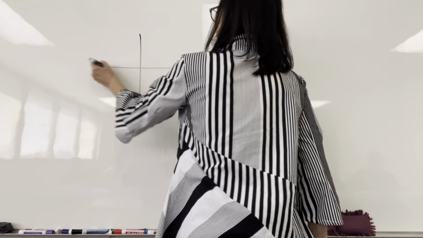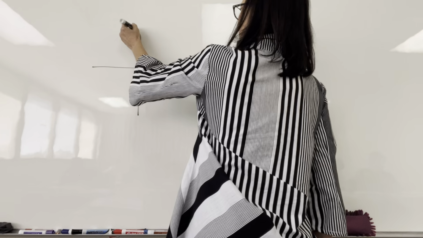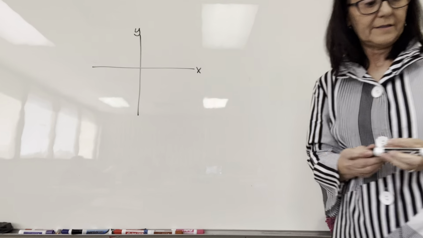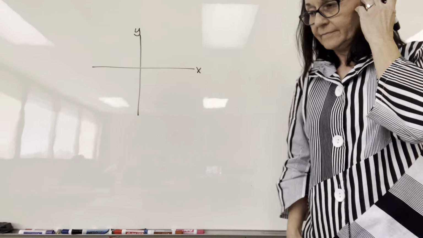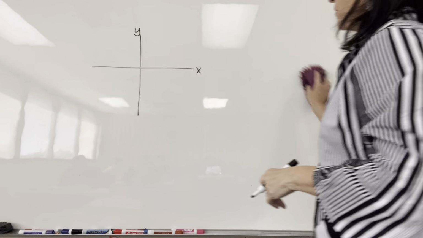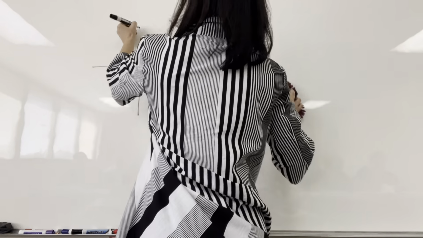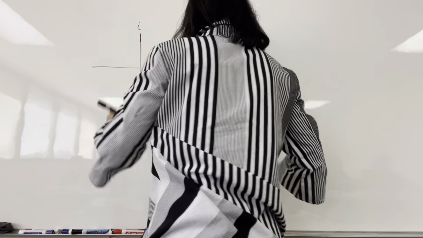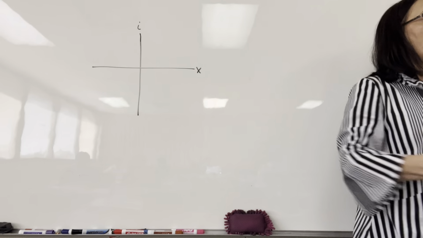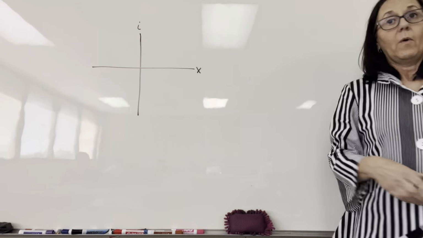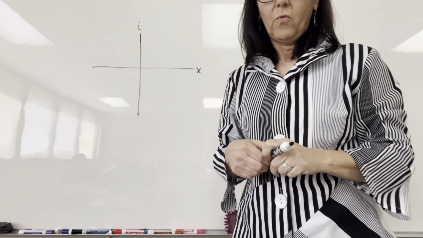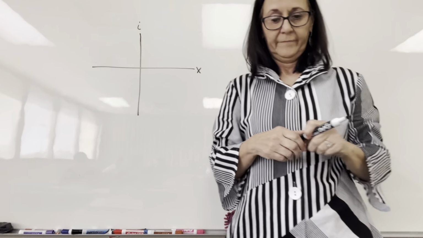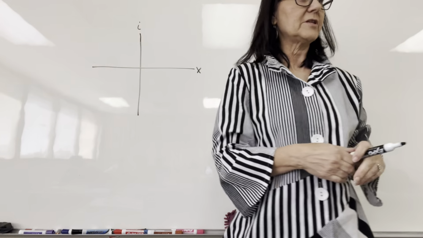Normally we have the x and the y coordinates. However, now we're going to have the x and the I coordinate. This is your complex plane, where I is your y axis. All right, so we're going to talk about complex numbers here.